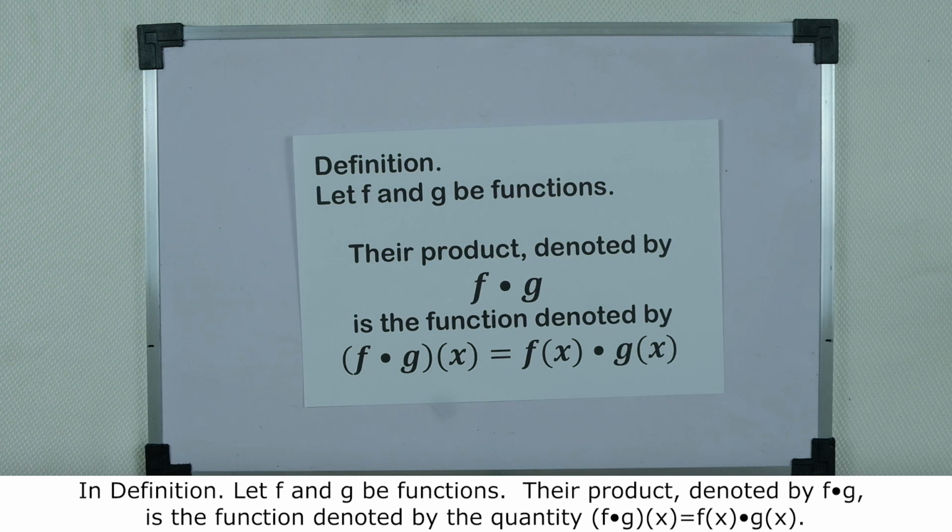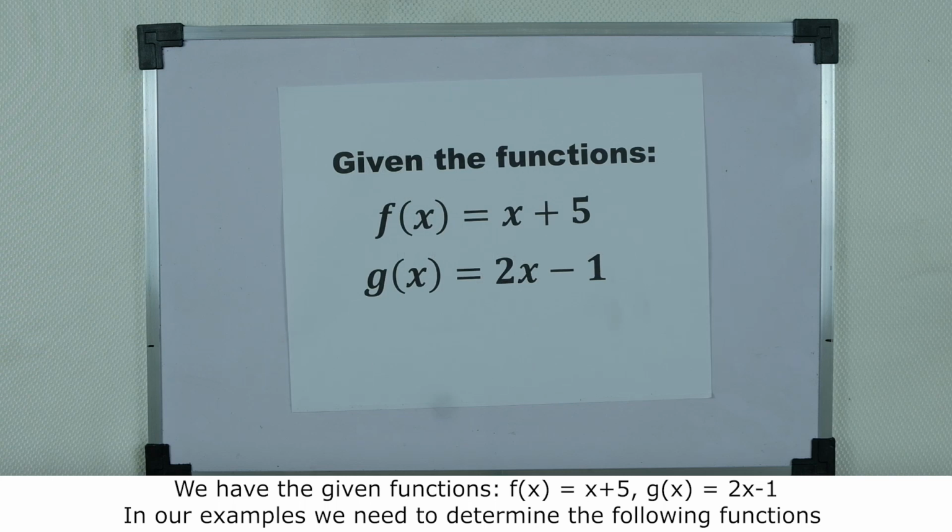In definition, let f and g be functions. Their product, denoted by f times g, is the function denoted by the quantity of f times g, x, which is equal to f(x) times g(x). We have the given functions here. f(x) is equal to x plus 5 and g(x) is equal to 2x minus 1.